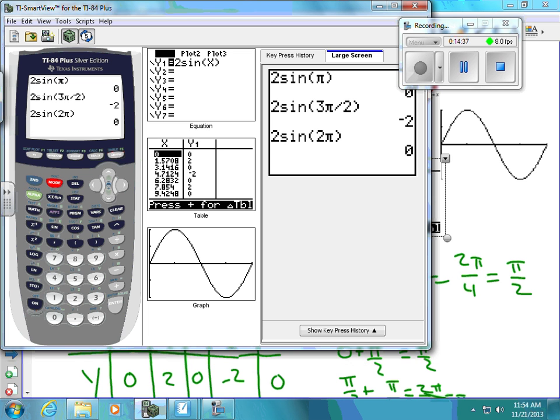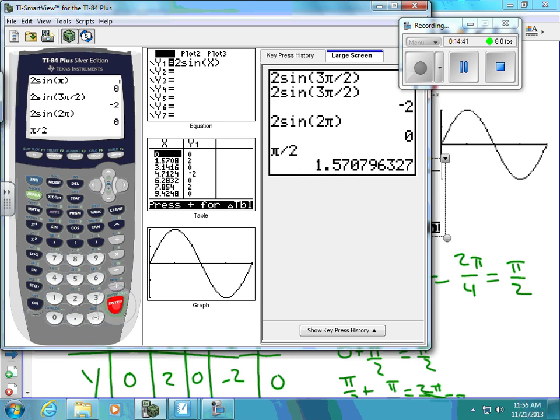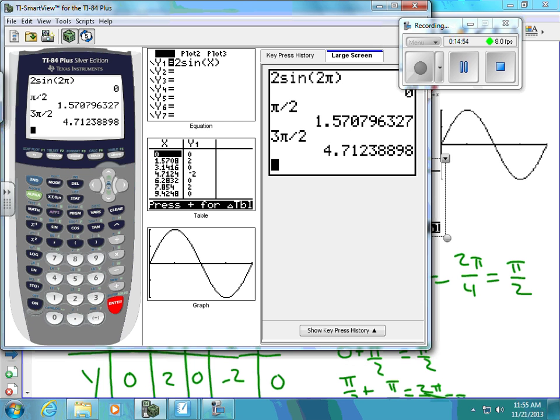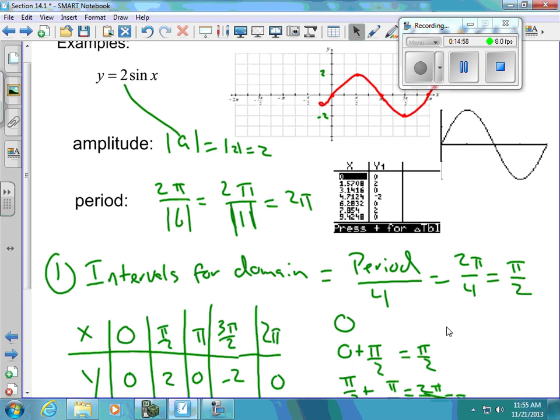What is pi over 2 as a decimal? Pi over 2 as a decimal is 1.57, which is what you can see across from 2. Pi is 3.14. 3 pi divided by 2 is 4.71. So those are just the decimal equivalents. If you've gone through by hand and figured out what they are in terms of pi, then the calculator can do the table for you as well.